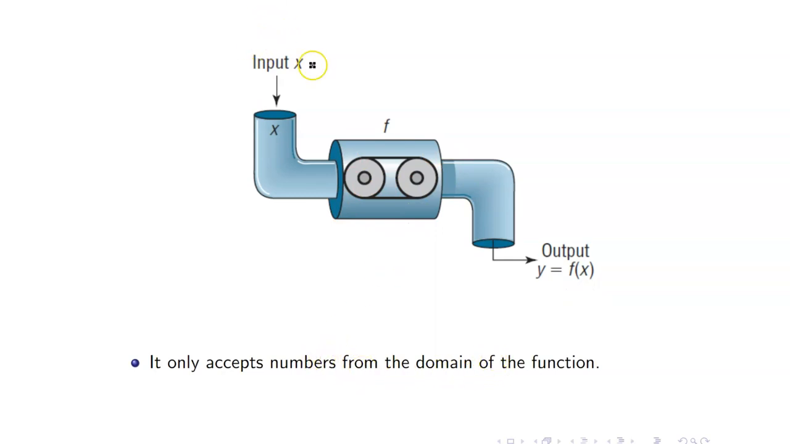Because if you put, let's say, something which does not belong in the domain, there will be no output. And of course, for each input, there is exactly one output because f is a function. For every element x, there corresponds exactly one element of y.